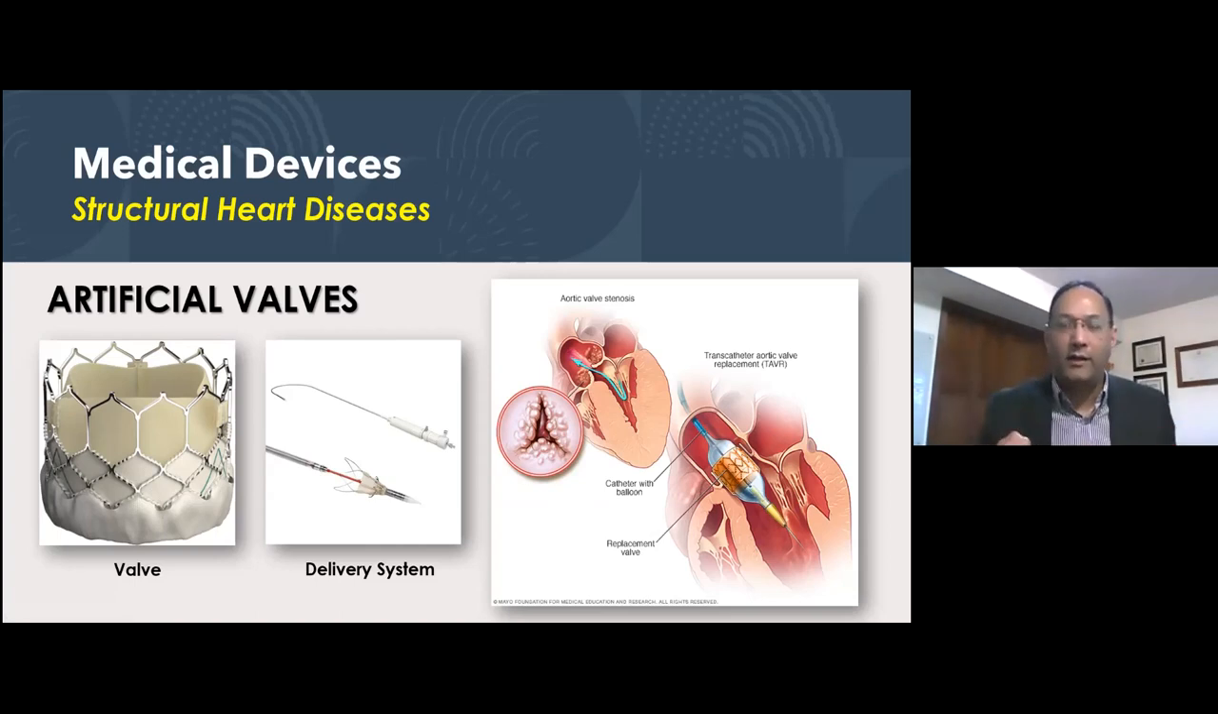You don't open up the heart. Before these technologies were identified, you had to open up the heart and then put the valve there. Now you don't have to do that. You'll hear this terminology called TAVR, transcatheter aortic valve replacement. This is again a small incision in the groin, take it through a catheter, fold it when you go, and then once you put it, you can open it up, and that's what it looks like.